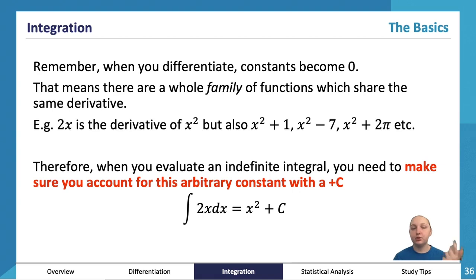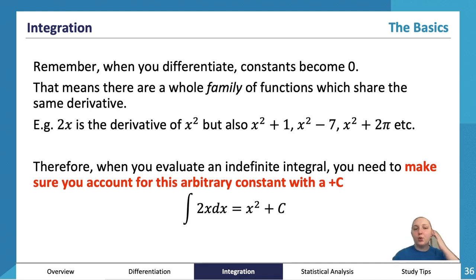The first thing we have to remember with differentiation is that when you differentiate, your constants become 0. For example, if we were differentiating 3x squared plus 2, we would end up with 6x, and that 2 would essentially just disappear. What this means in terms of integration is that there is a whole family of functions that share the same derivative. For example, 2x is the derivative of x squared, but 2x is also the derivative of x squared plus 1, x squared minus 7, x squared plus 2 pi, etc.